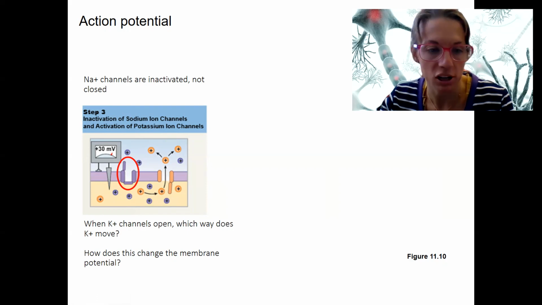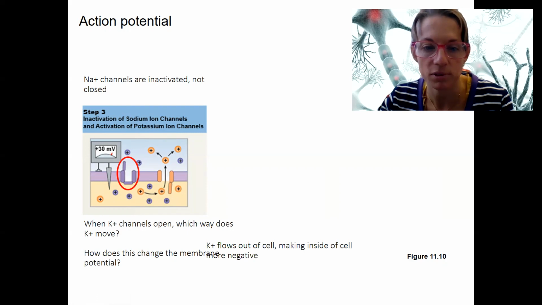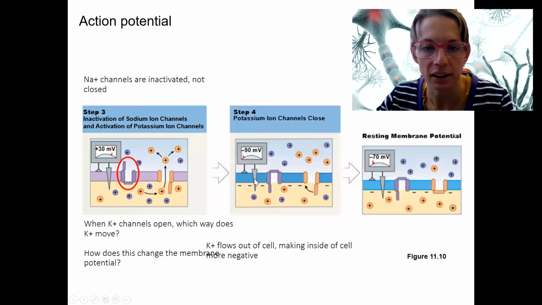How does this change membrane potential? It's going to make it more negative. Sorry for that overlap there. That's going to bring us back to minus 90, hyperpolarized. Then we can establish our resting membrane potential again.